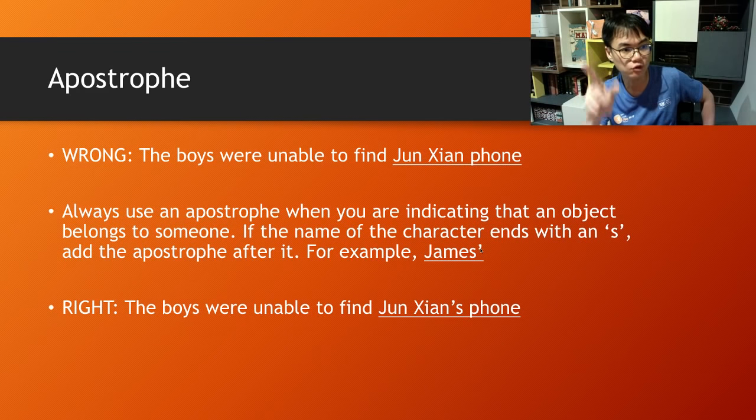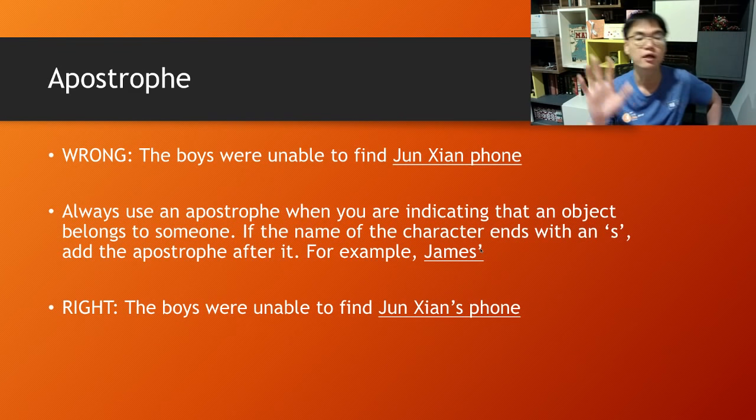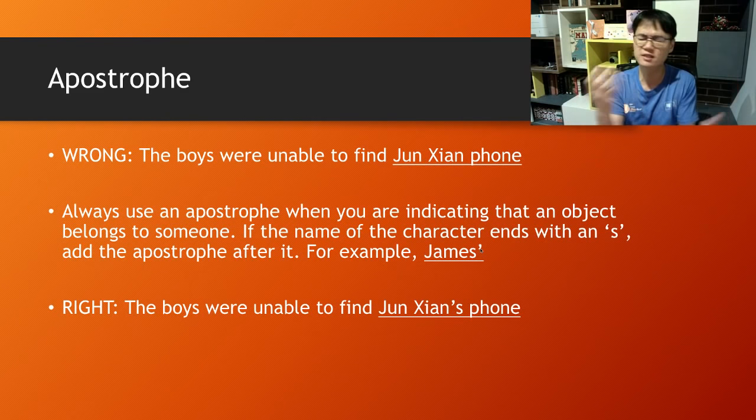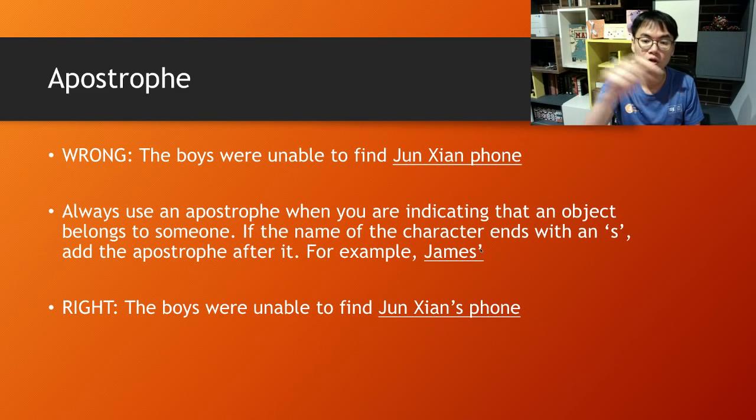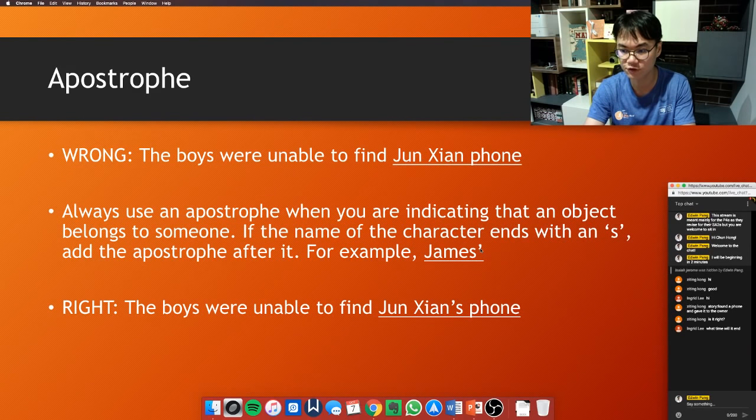Be very careful you don't forget this, because this is a very common mistake that many students make. They are so excited they miss out that little tail, that little dot on the top that tells you that the phone belongs to Jun Xian or that the phone belongs to James. Okay? Right? So that's the apostrophe.